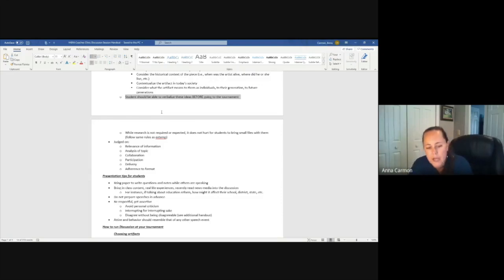Our discussers last year used Google Drive and created folders each week for each artifact so that the students could share any research that they were doing that way. And that seemed to be really helpful for them.